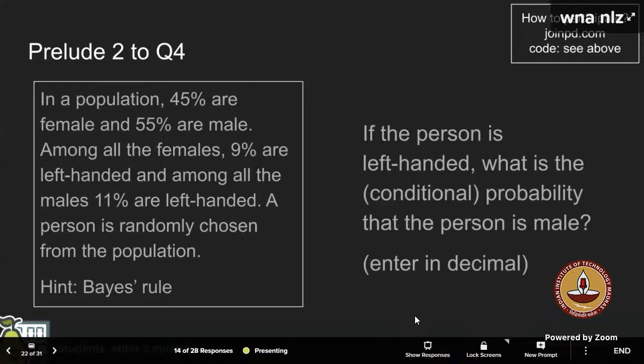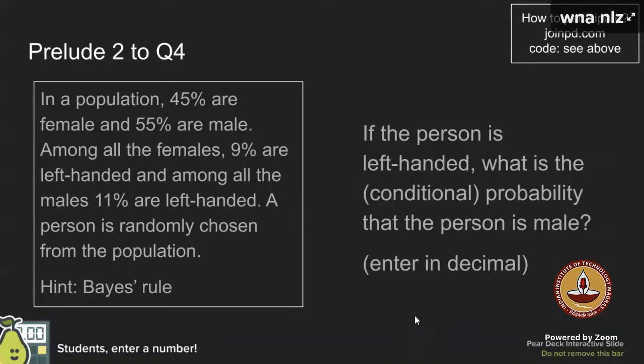Okay, now coming to the solution for this question, I'll start discussing the solution. What this question states is that we have a population. In that population, 45% are female and the remaining 55% are male. Of all the females, 9% are left-handed, and of all the males, 11% are left-handed.